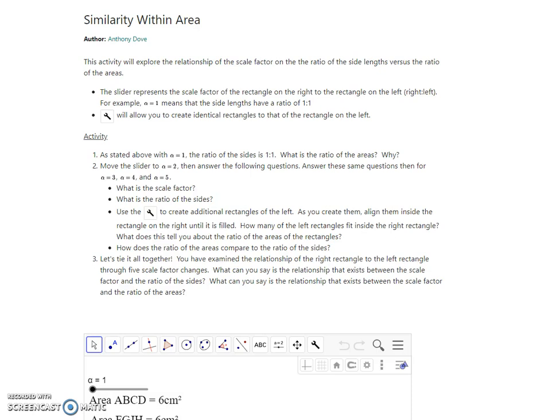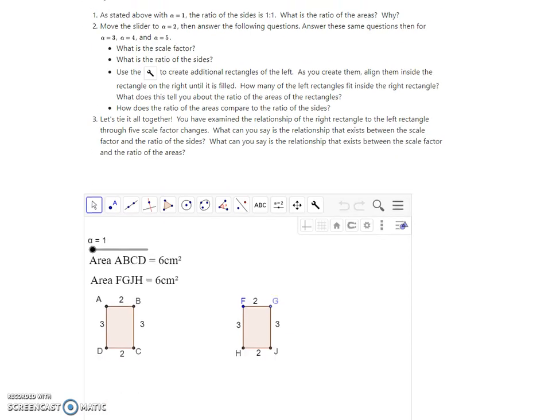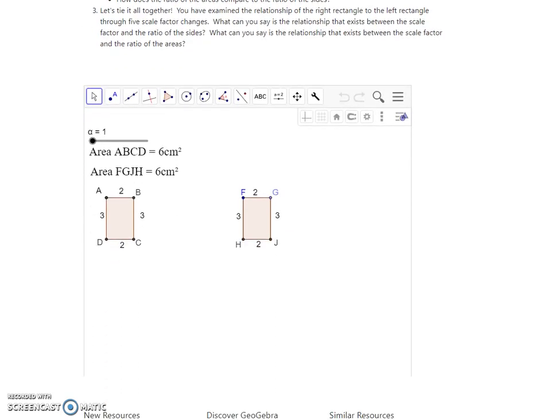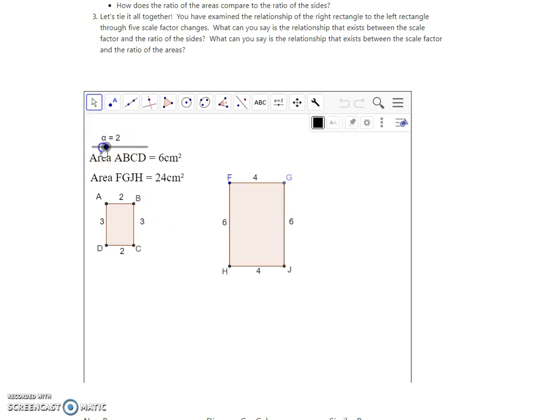Alright, so here we're looking at similarity within area of rectangles and using some tools to help us out exploring here. So we can see that when our scale factor is 1, these are two congruent rectangles. Now what happens though when I change it to 2? And this is where it says use the tool here to create and fill in.